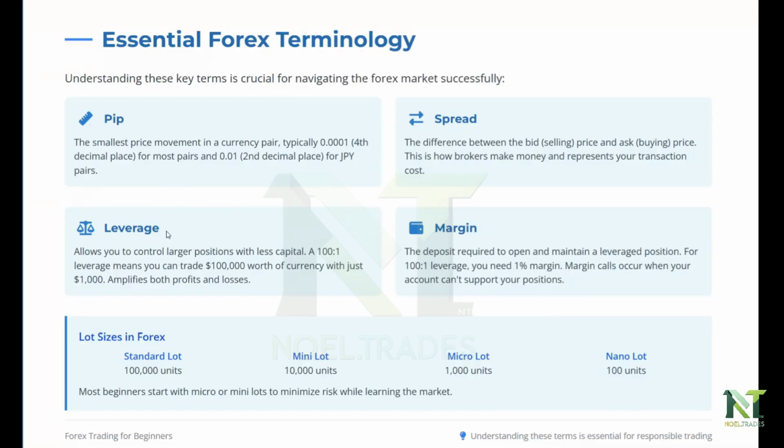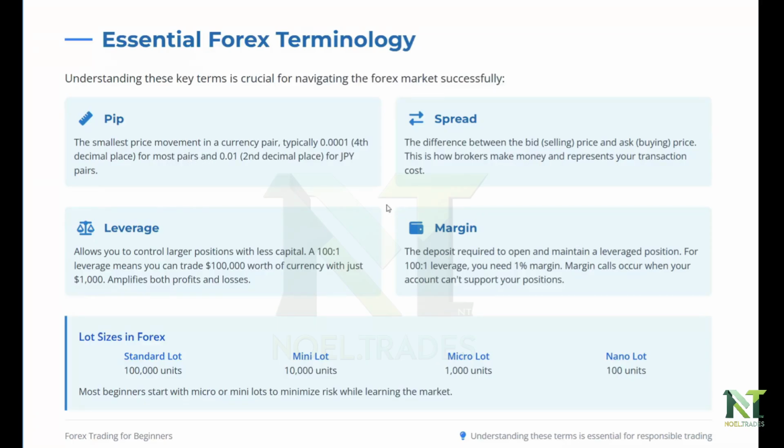Leverage is one thing that will help you make money in forex trading or break you in forex trading. So you need to really take care of this. Leverage is self-explanatory: it allows you to control a larger position with less capital. 100-to-1 leverage means that you can trade $100,000 worth of currency with just $1,000. It amplifies both profits and losses. So the same way you make a lot of money, when you are losing, you'll be losing a lot of money with leverage. So you need to understand leverage in forex trading. It's really, really good, but at the same time it can kill you.